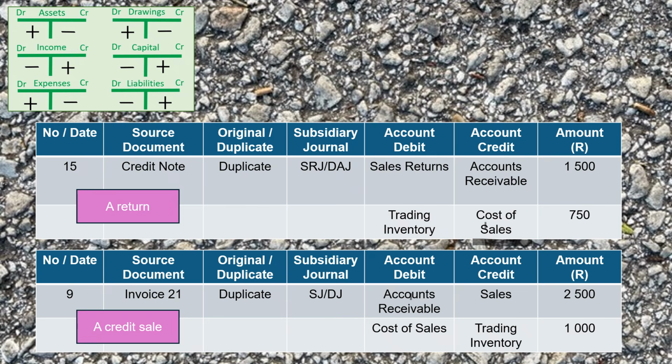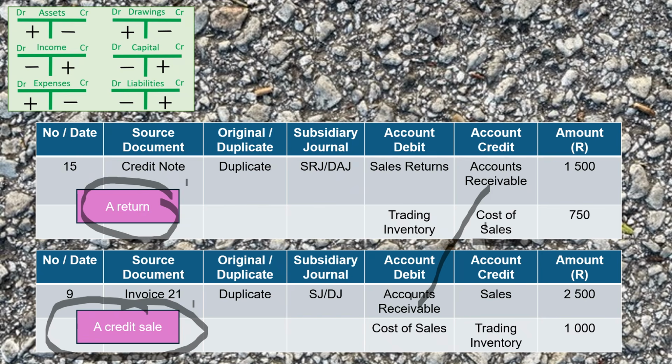I've got here the original credit sale. The school wasn't happy, so they returned. The original sale, the document was an invoice. Now there's a credit note involved. Accounts receivable was originally debited, now it's credited. Sales was originally credited, now it is debited. Cost of sales was originally debited, got to reverse it, now it's credited. Trading inventory was credited and now it is debited.